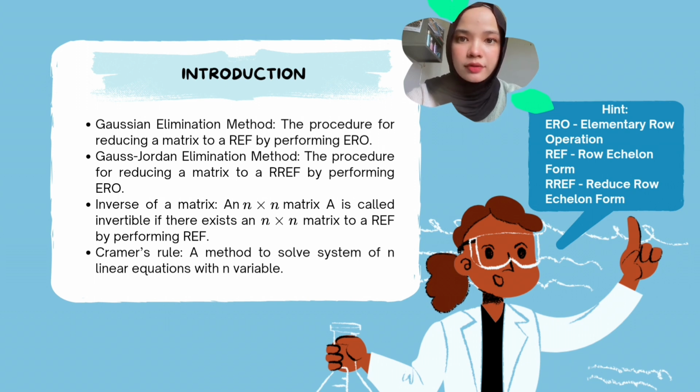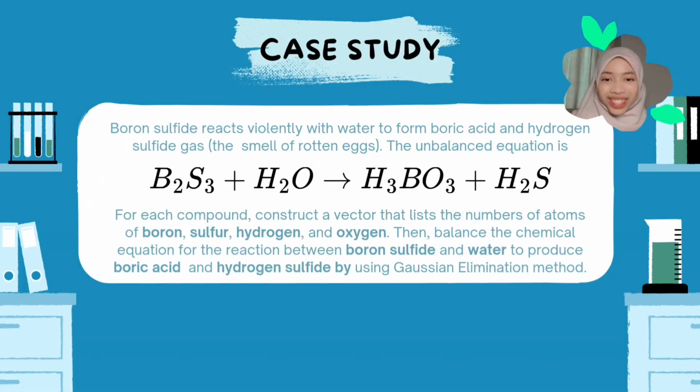Moreover, the definition of the inverse of a matrix: an n by n matrix is called invertible if there exists an n by n matrix. Last but not least, the definition: Cramer's rule is a method to solve a system of n linear equations with n variables. For our case study today, our group chose chemical equation as our title for this project.